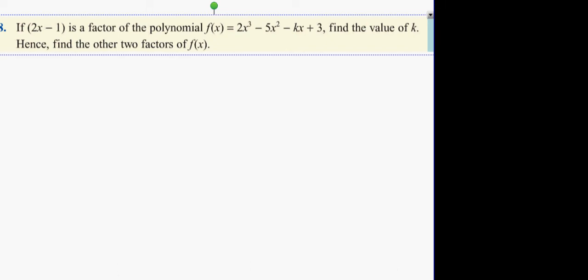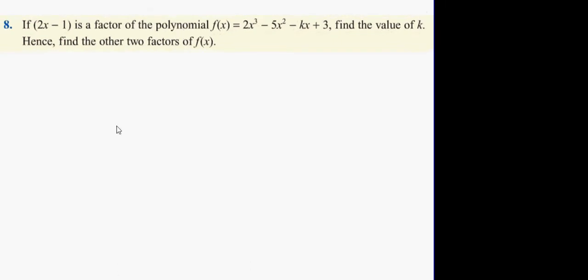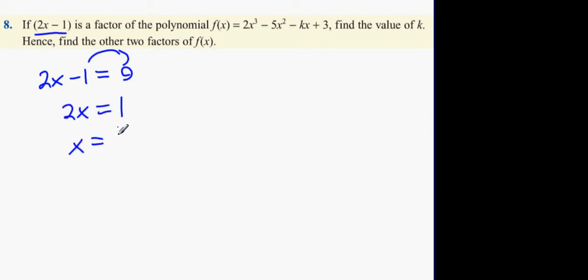number 8. Okay? Let's read this very closely. If 2x minus 1 is a factor, go over to 1, this means that x equals a half is a root. Right, we'll keep reading. Polynomial basically means this here. A bunch of x cubes, x squareds is your polynomial. This time we're finding the value of k, hence find the other two factors of the polynomial.